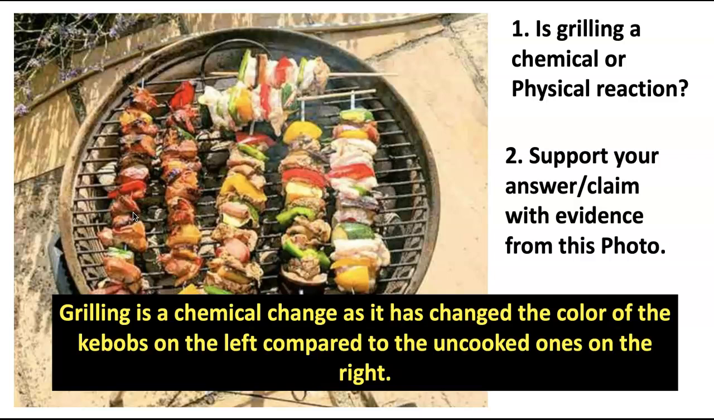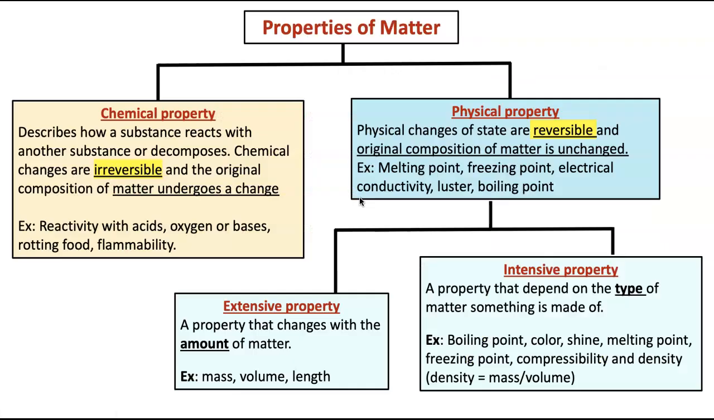And then this is the kind of claims you will learn how to make. So this is a chemical change, because you cannot have the raw kebabs again if you cool it down. Now I gave you this figure, you must paste it in your notebook.